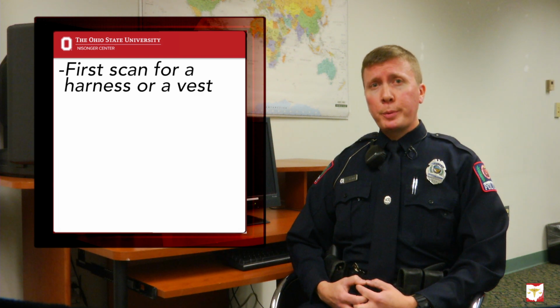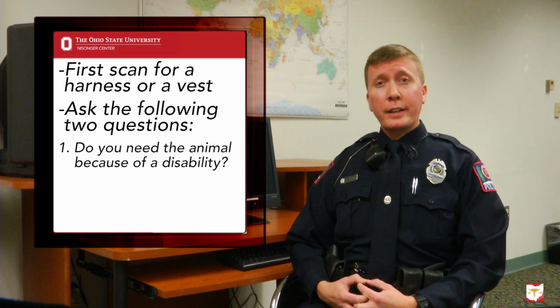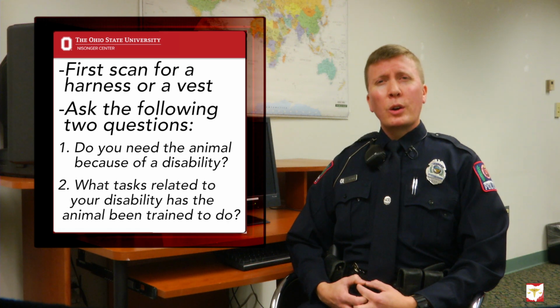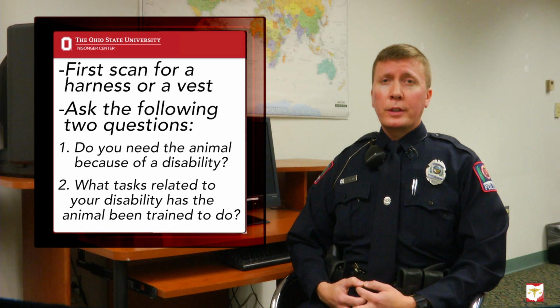So how can you tell if a person's dog is a service animal or a pet? When you arrive at a scene, scan for a harness or vest that may be hanging near a door. To find out if a dog is a service animal, the law permits you to ask these two questions only. Do you need the animal because of a disability? What tasks related to your disability has the animal been trained to do? If the person can answer these questions, then it is a service animal. When in doubt, take the person's word for it and treat the animal as a service animal.